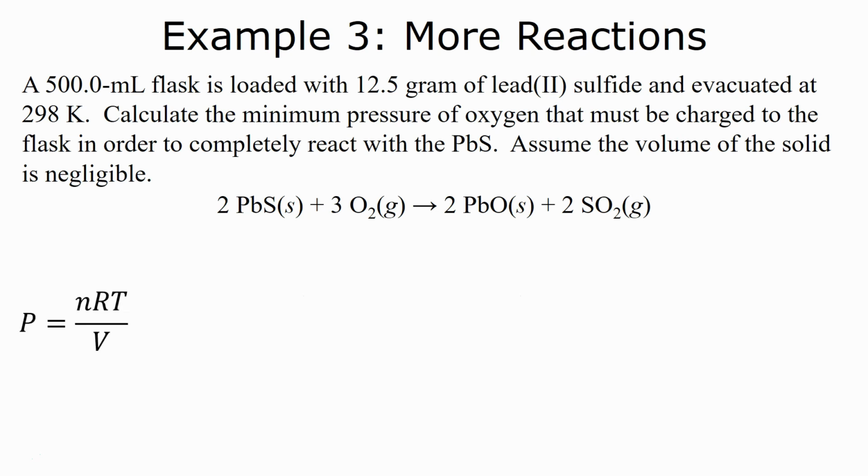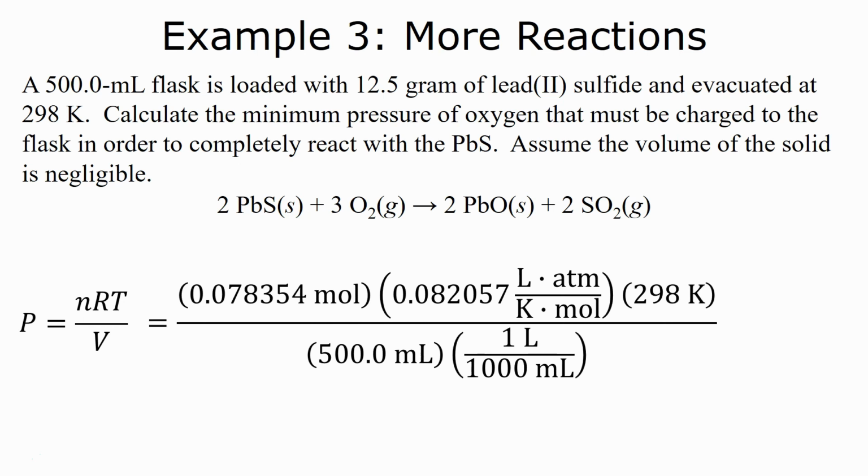Now we solve for pressure. We plug everything in, and we need to convert our volume into liters. Very important. So now the only unit that's left is atmospheres. So we need to raise the pressure of oxygen in this flask to 3.83 atmospheres.